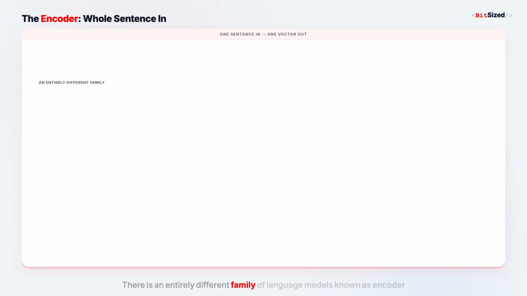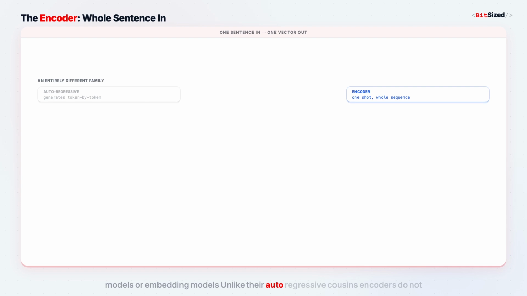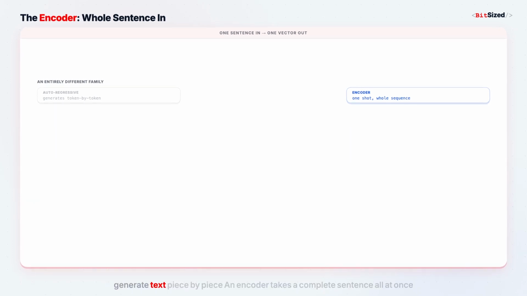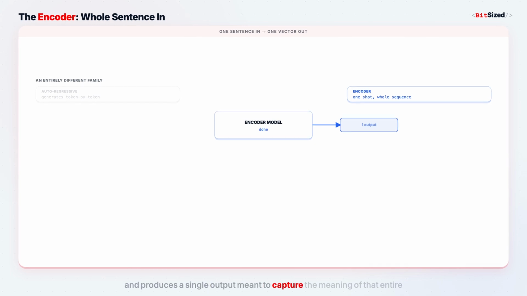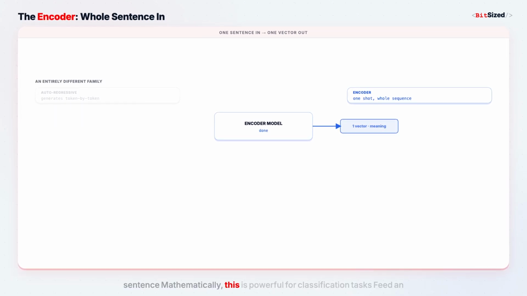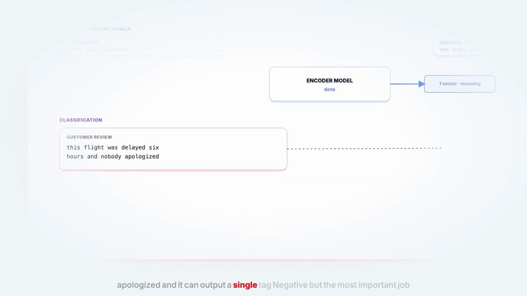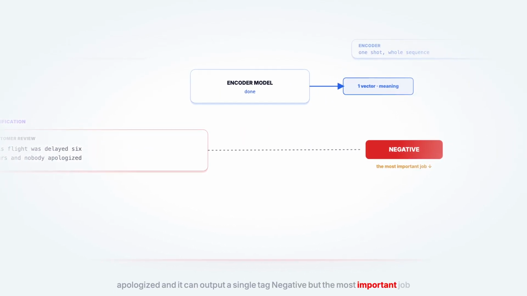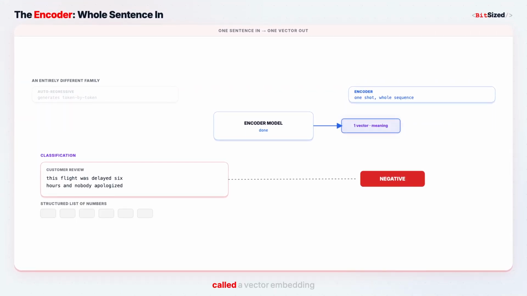There is an entirely different family of language models, known as encoder models, or embedding models. Unlike their autoregressive cousins, encoders do not generate text piece by piece. An encoder takes a complete sentence all at once and produces a single output meant to capture the meaning of that entire sentence mathematically. This is powerful for classification tasks. Feed an encoder a customer review like, "This flight was delayed 6 hours and nobody apologized," and it can output a single tag, negative. But the most important job these models do today is turning raw text into a structured list of numbers called a vector embedding.